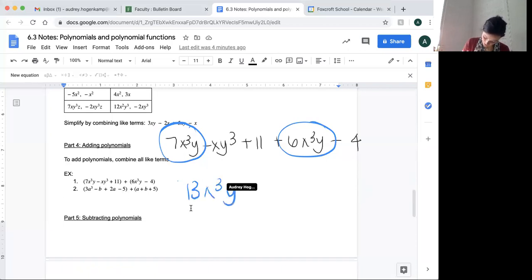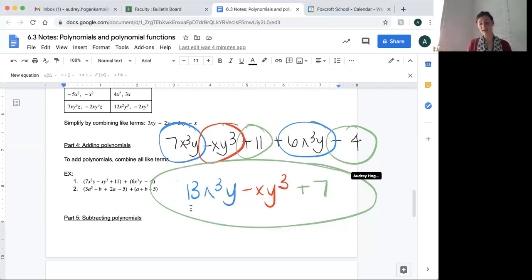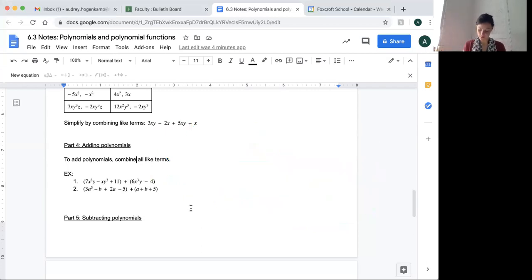And then we have this guy all alone, minus xy cubed. That has no like terms to combine with. And then we have plus 11 minus 4. 11 minus 4 is 7. So we're going to get plus 7. Final answer there, written nice and colorfully. So I want you guys to go ahead and try example 2.